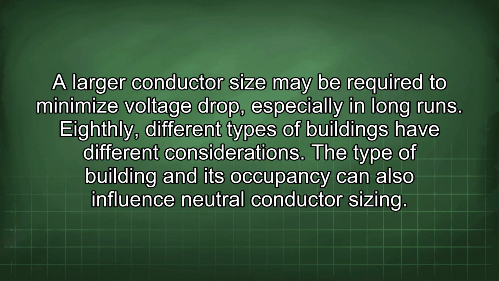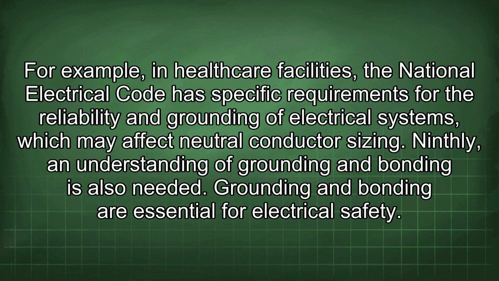Eighthly, different types of buildings have different considerations. The type of building and its occupancy can also influence neutral conductor sizing. For example, in healthcare facilities, the National Electrical Code has specific requirements for the reliability and grounding of electrical systems, which may affect neutral conductor sizing.